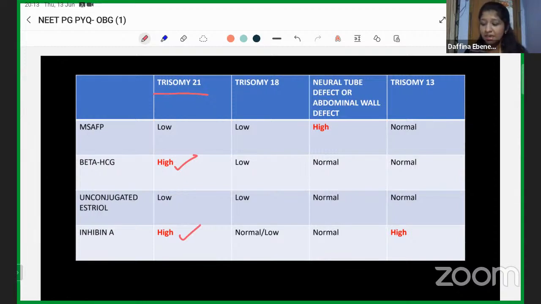Next, coming to trisomy 18. This is one condition where everything is going to be low. There is no high parameter in trisomy 18 or Edwards syndrome. Next, coming to trisomy 13, which is the Patau syndrome. Here, inhibin A alone will be high. And last, neural tube defect or abdominal wall defect, the maternal serum alpha fetoprotein alone will be high. All the others will be normal. This is how you can differentiate between the various chromosomal anomalies.